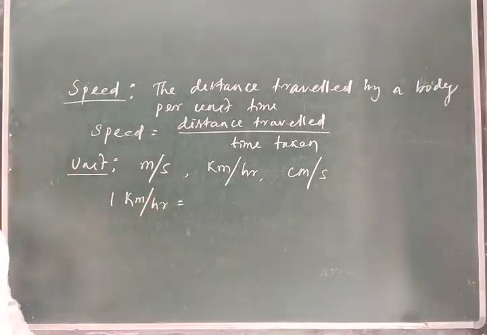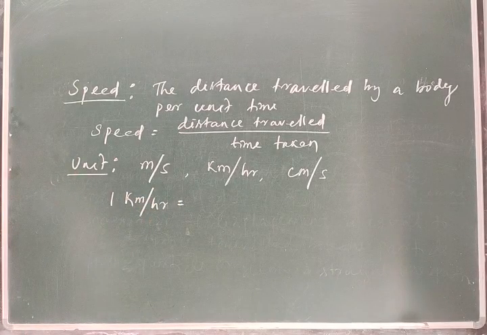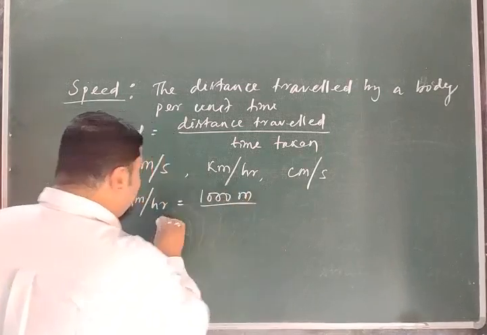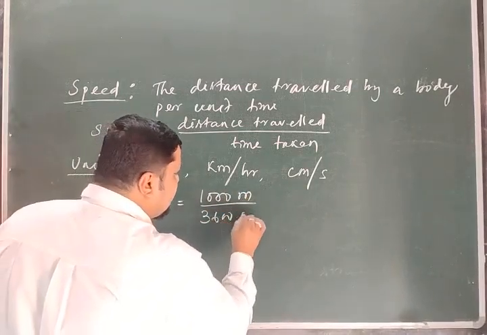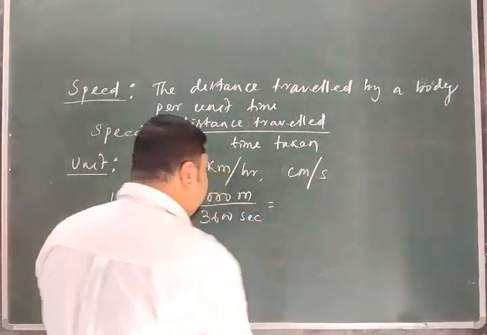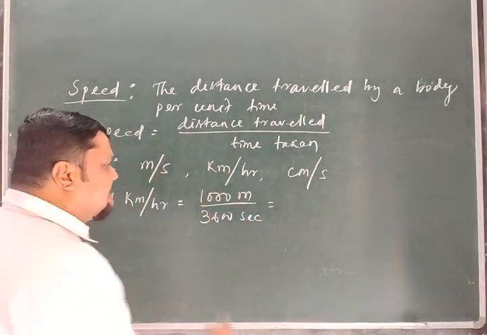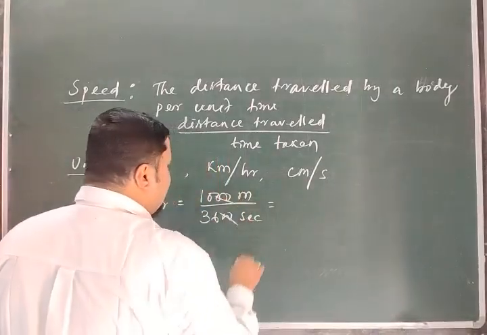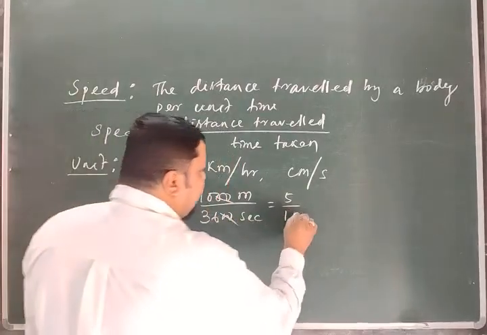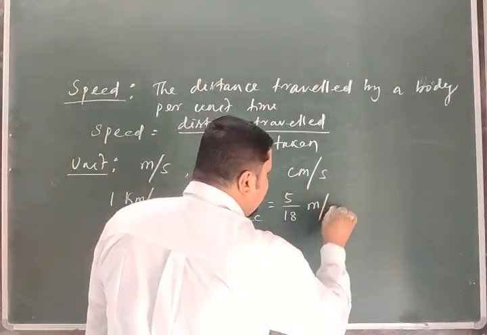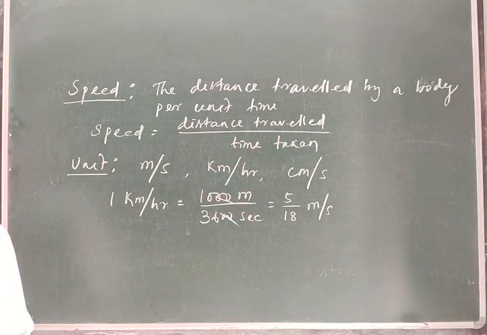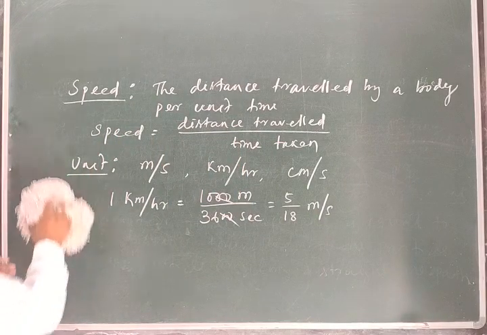Remember, 1 kilometer per hour, the conversion is always required. If you express that in meter per second, 1 kilometer is equal to 1000 meter and 1 hour is equal to 3600 second. In the MKS or SI system, these two get cancelled, 5 times 2 is 10 by 18, so it is 5 by 18 meter per second. This conversion is required. And speed is a scalar quantity, it has only magnitude.